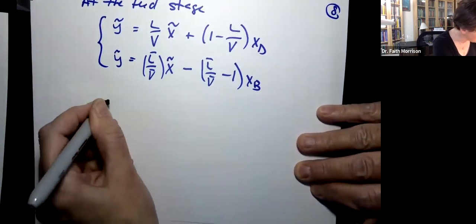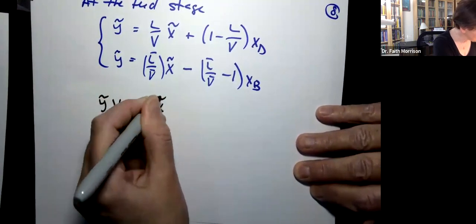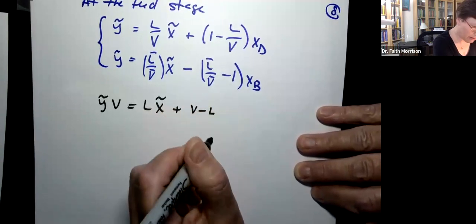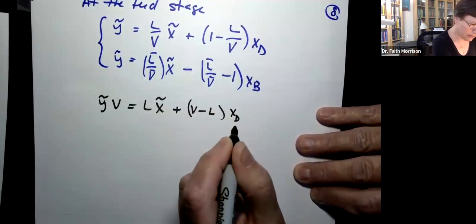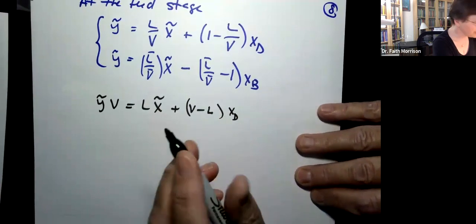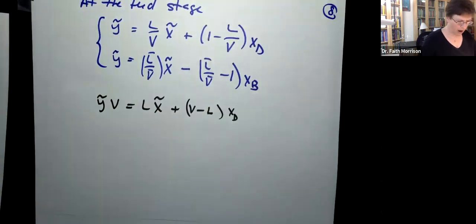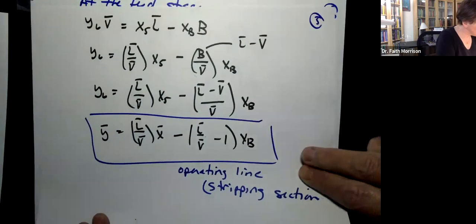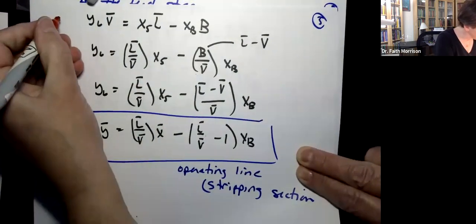So it's Y tilde V equals L X tilde plus (V minus L) XD. Well, actually, I'm just going to go back to the operating line expression, and rather than reverse all this algebra, I'm going to use this version of the operating line. Okay, this version right here.